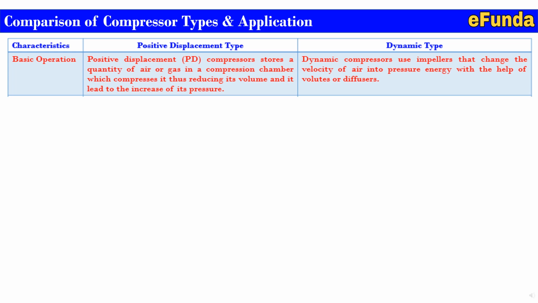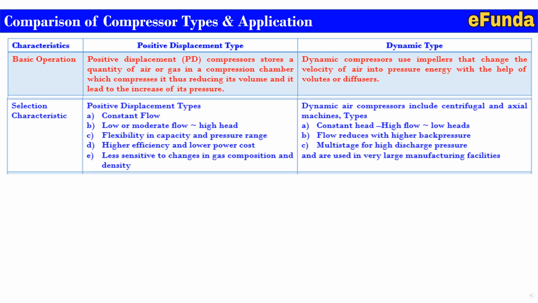pressure. Similarly, the dynamic compressor uses impellers that change the velocity of air into pressure with the help of a volute or diffusers. Selection characteristics: positive displacement types are selected based on the characteristics of A, constant flow, B, low or moderate flow or a high head, C, flexibility in capacity and pressure range, D, higher efficiency and lower power cost, E, less sensitive to changes in gas composition and density.